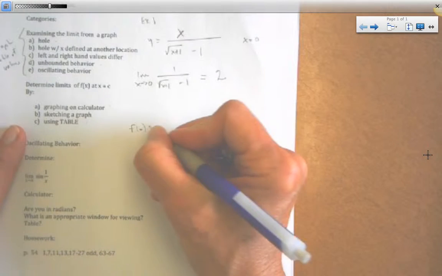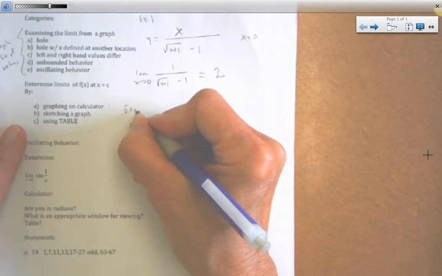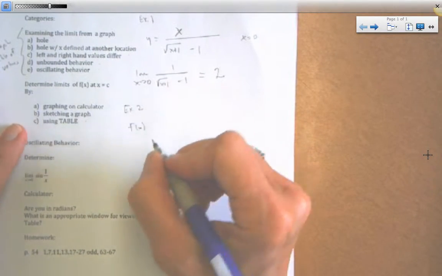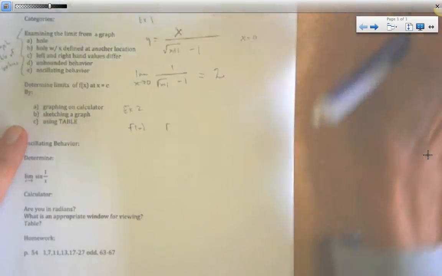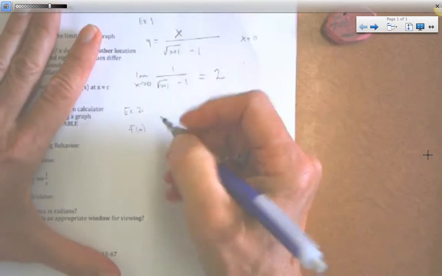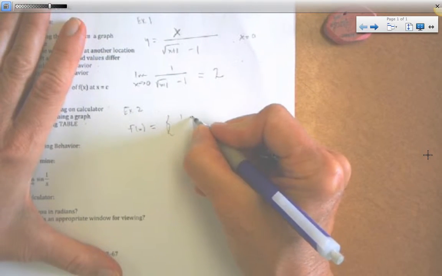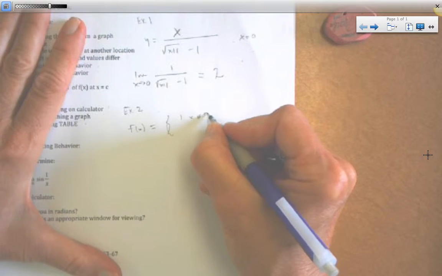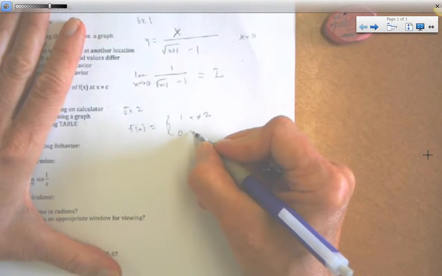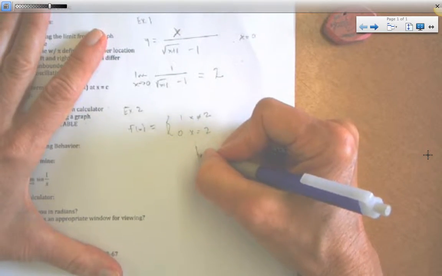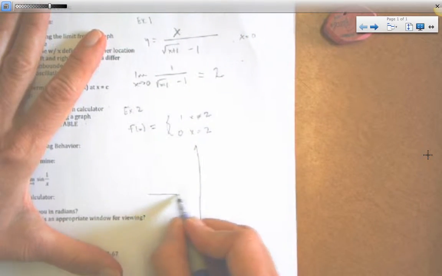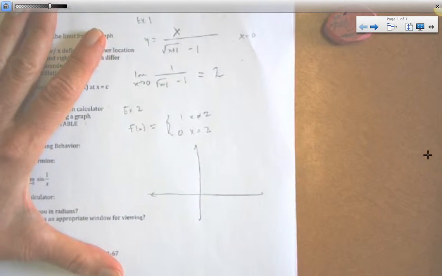This is example 2 on page 49. We have f of x equals 1 when x is not equal to 2, and 0 when x equals 2. So let's just sketch a quick graph of that. We don't have to look in the book. We can do that ourselves.